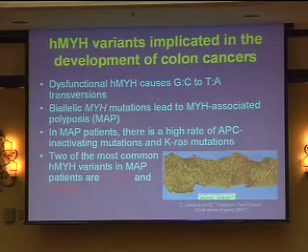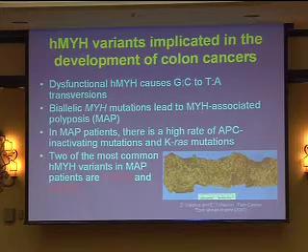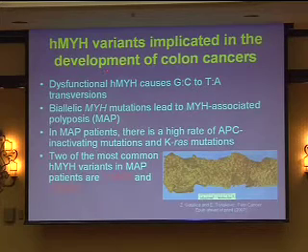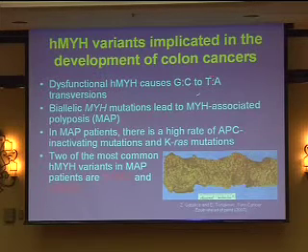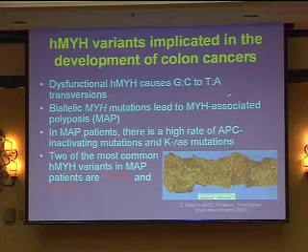So this is very important because they have found that in colorectal cancer patients, in a certain population of these patients, there are HMYH variants or mutations in HMYH that have led to the cause of colon cancer. So as I already have shown, dysfunctional HMYH may cause GC to TA transversions.